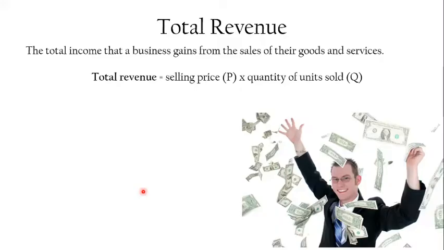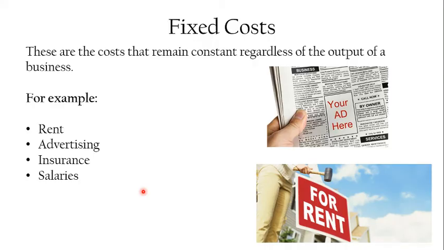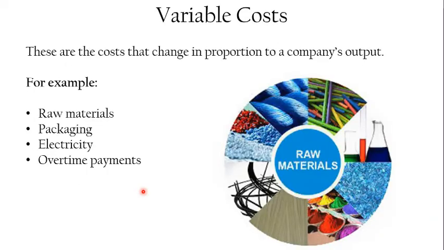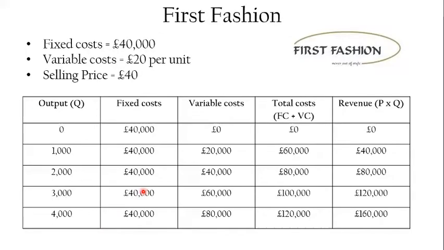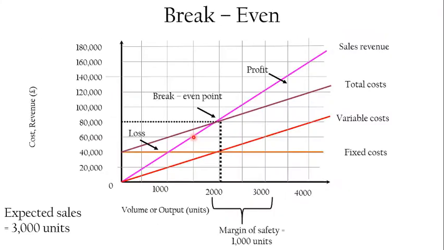So there's a few key terms and formulas that you need to know. You need to know what total revenue is and how to calculate it. You need to know the difference between fixed and variable costs, and you need to know that those added together make total costs. Okay, you might often see it put together in a table like this, where you're given the fixed costs, the variable costs, and the selling price, and you can use this to calculate a company's break-even output.